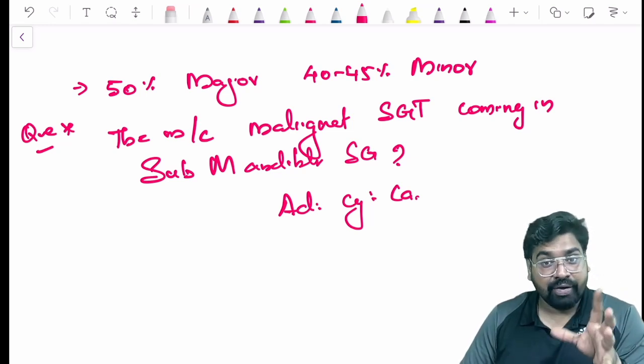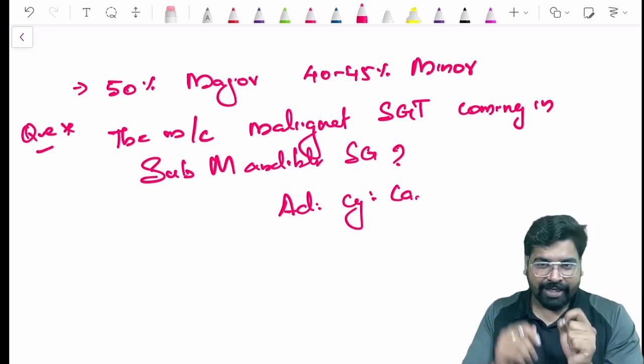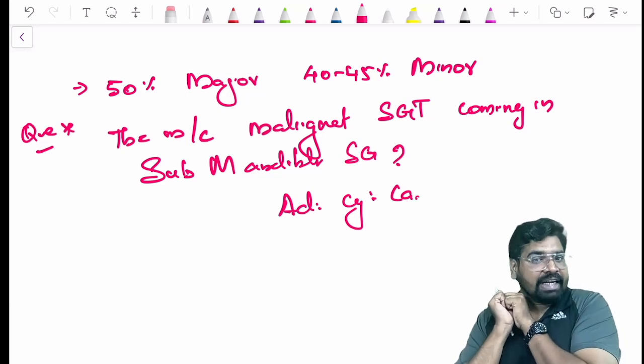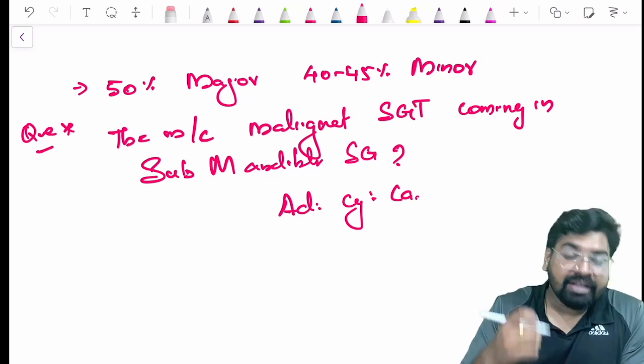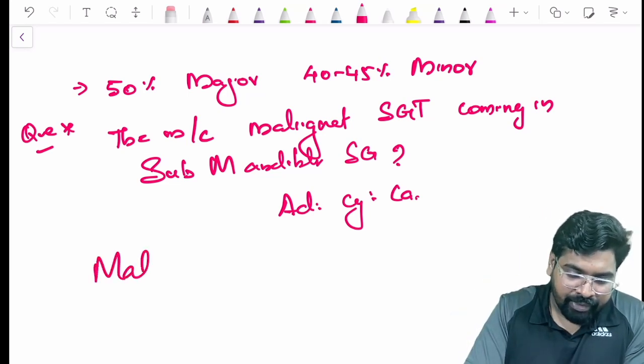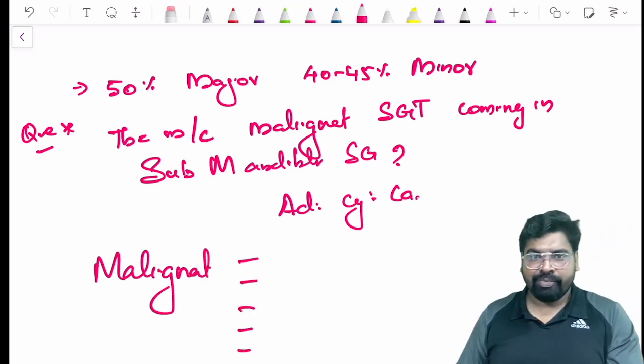That is one interesting question they have once asked. It is just a line given in your textbook, and they picked up that line and asked it in a question. Now what are the other things you should learn here? This is a malignant salivary gland tumor. This is very malignant, so you should know all the features of malignancy, right?